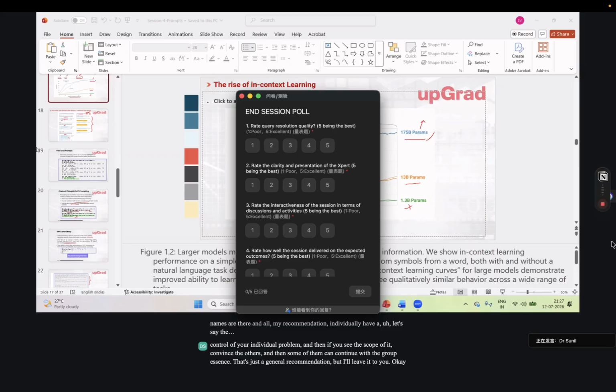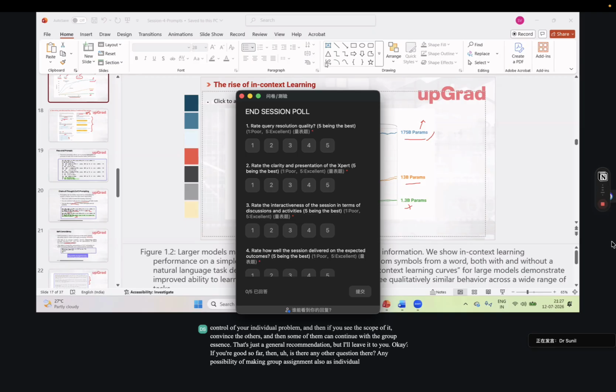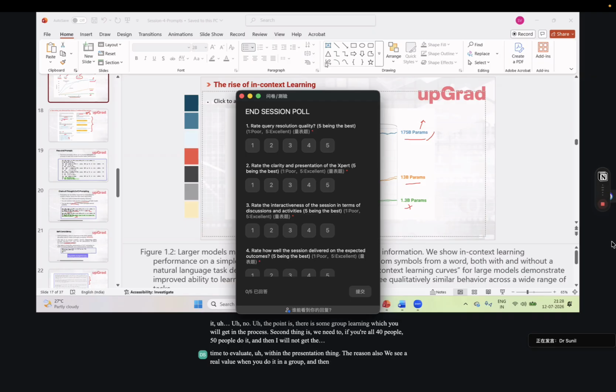Okay. If you're good so far, is there any other question? Any possibility of making the group assignment also individual? Are we allowed to do it? No. The point is there is some group learning which you will get in the process. Second thing is, if all 40 or 50 people do it, I will not get the time to evaluate within the presentations. The reason also is that we see real value when you do it in a group and attend, not as a closed evaluation, what the other people are also doing and how they are solving.